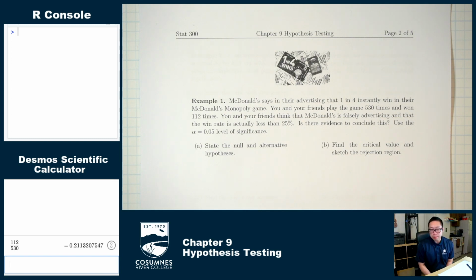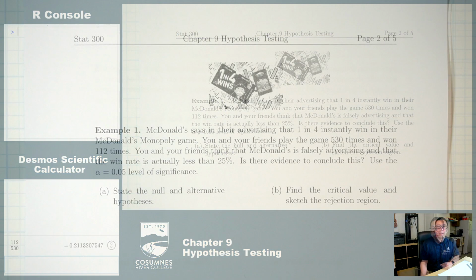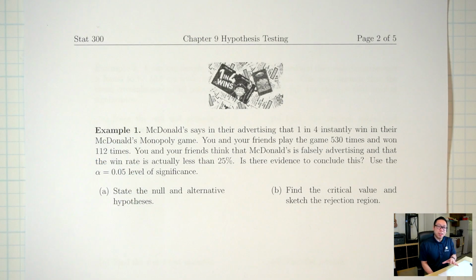roughly 21%. So McDonald's is claiming that the win rate is 25%. You actually played the game and you got a win rate of 21%. Is something wrong here? Is there an issue here? You and your friends talk it over and you decide to sue McDonald's for false advertising. You take it to court.